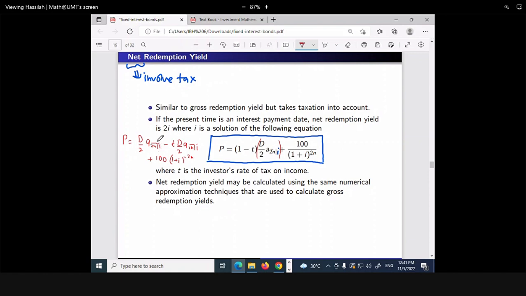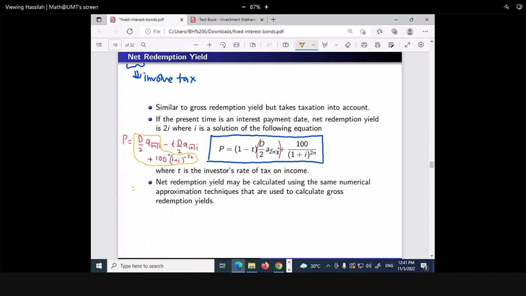Why now, if you can see, this one and this one are the original, right? The original P. Okay, what was this one? This is the original price, like this. Okay, so now it is subtracted with this. The original value subtracted with T, D per 2, A sub 2 and I.